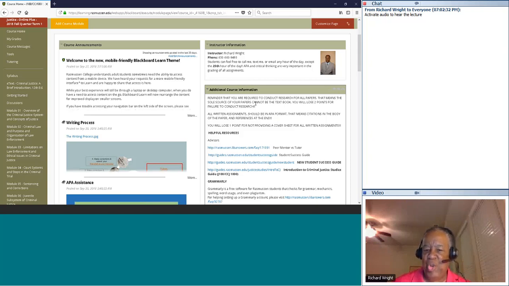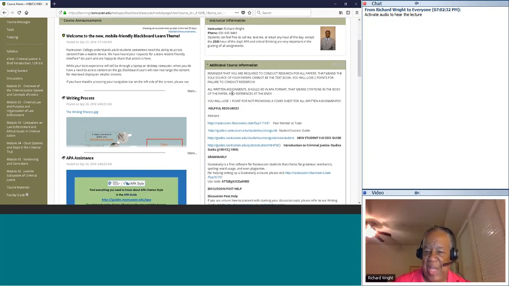That means that the sole source of your papers should not be the textbook, which is an e-book. You will lose 2 points if you don't conduct research. Now, that's not in the rubric, but that's a note for you. All written assignments should be in APA format. That means citations in the body of the paper and references at the end. You should also provide a cover sheet for all written assignments. So these are very important things that you should be aware of right from the beginning.